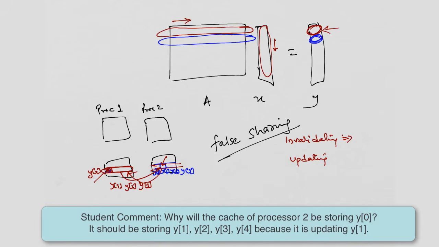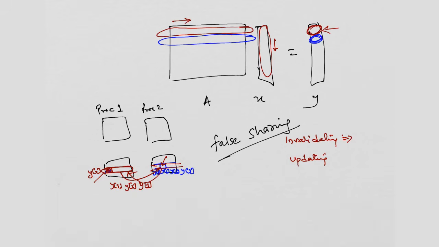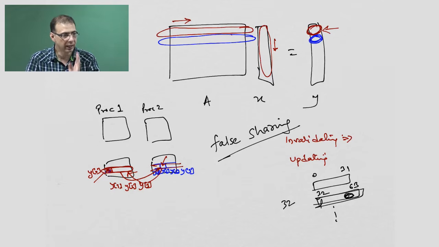Why will the processor 2 cache be having y0? It will be having y1, y2, y3, y4 because it is going to update the memory location from y1. So the way the caches work is, if your cache line size is 32, then the only entries that you can store are address 0 to 31, address 32 to 63, and so on, irrespective of which data in that you are accessing. So even if you are accessing this data, the cache line it will load is 32 to 63. So all addresses start from multiples of 32 byte offsets.